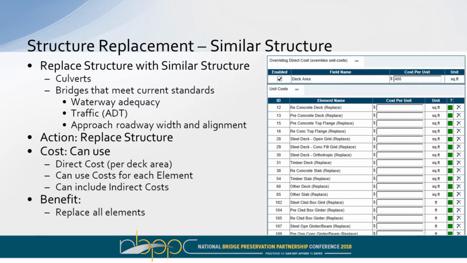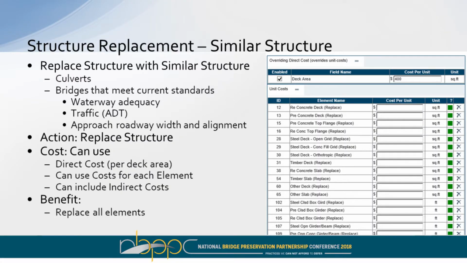The cost, again, we can use a deck area cost. We can break it down. We also make sure that we include all of the indirect costs. Now that's really a challenge, right? Because how do you quantify all of that? And how much does it vary from bridge to bridge? If any of you have great ideas about that, I'm really willing to listen because we're not there. We know we need to do it. We need to take that all into account. But sometimes those are really difficult to quantify. But the benefit then is to replace all of the elements. So we would basically be replacing everything. So in the benefits tab that we had, you would be replacing everything that's in there.